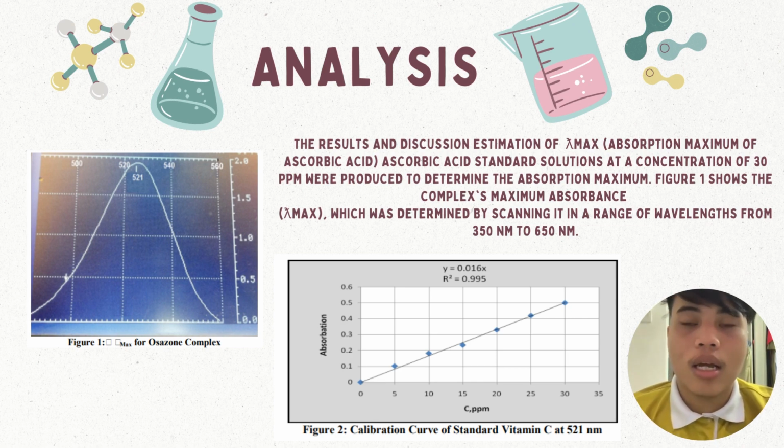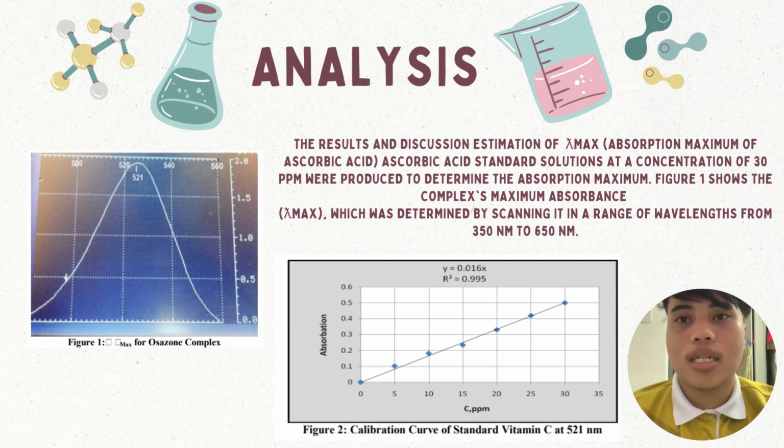And this is the calibration graph, which is the calibration curve. Calibration curve after determining the maximum wavelength of the colored complex, 521 nanometer, with a spectrophotometer. All standards absorbance levels from 0 till 30 ppm from a 500 ppm stock solution of ascorbic acid were measured in 25 ml volumetric flask. By plotting the concentration against the corresponding absorbance, the calibration curve was created in this figure 2.